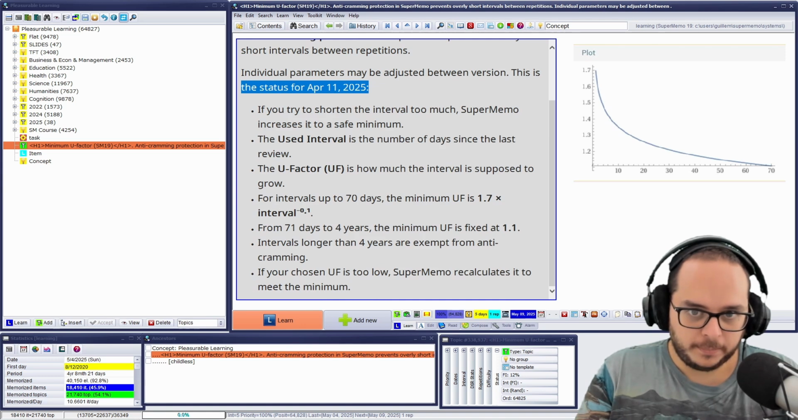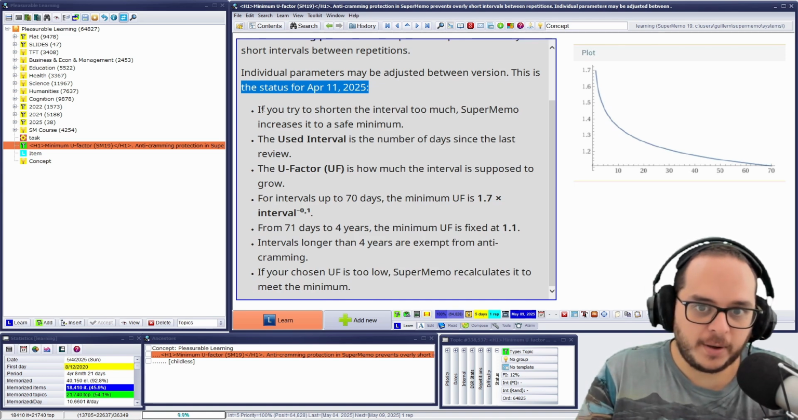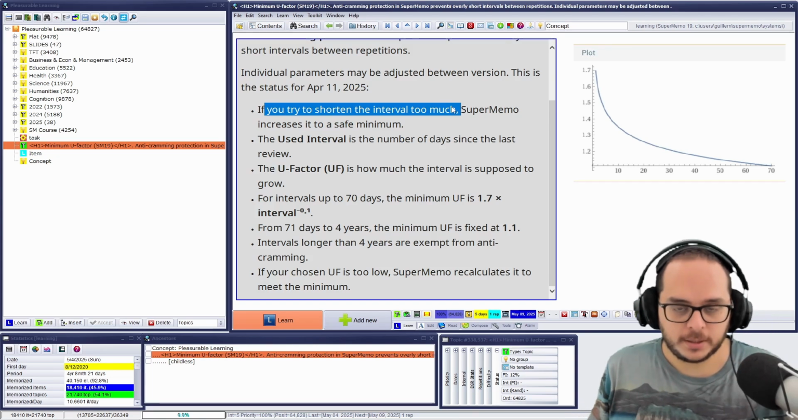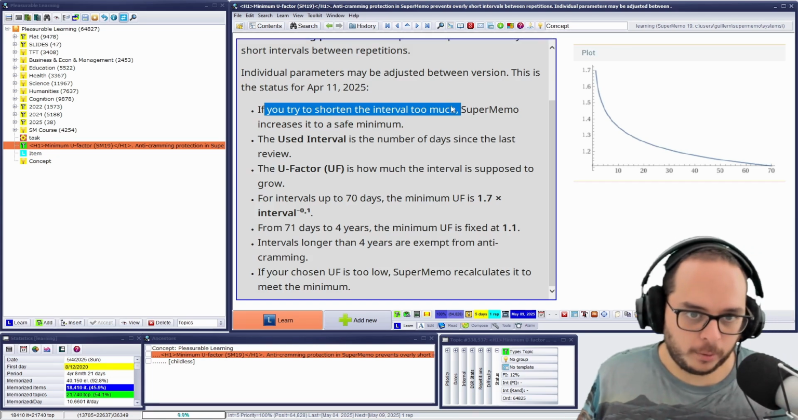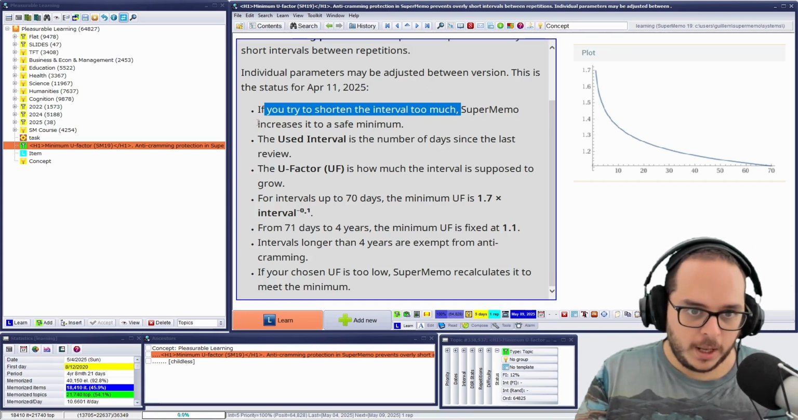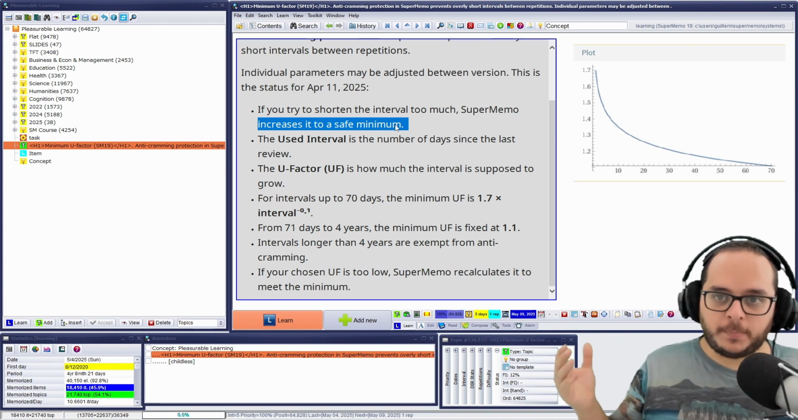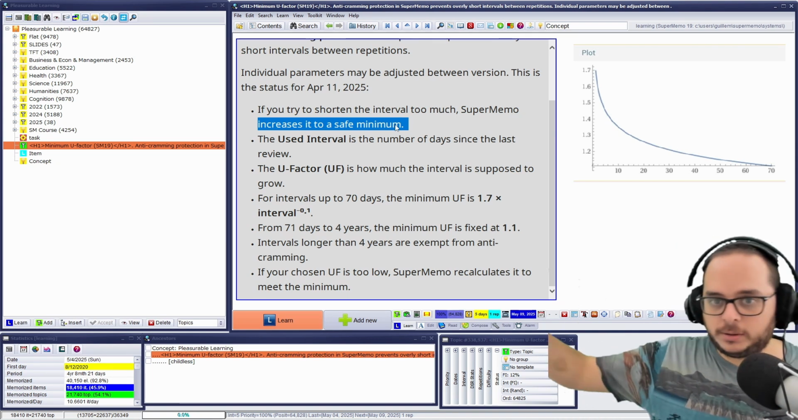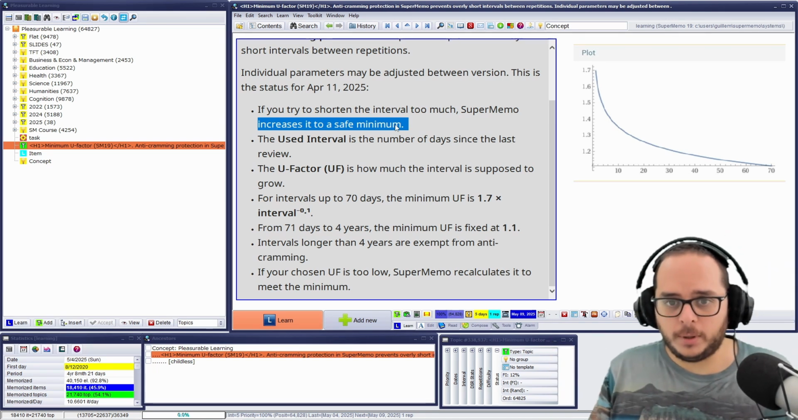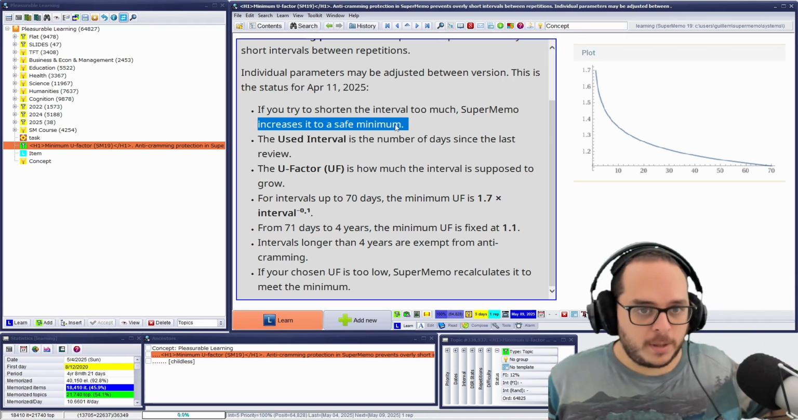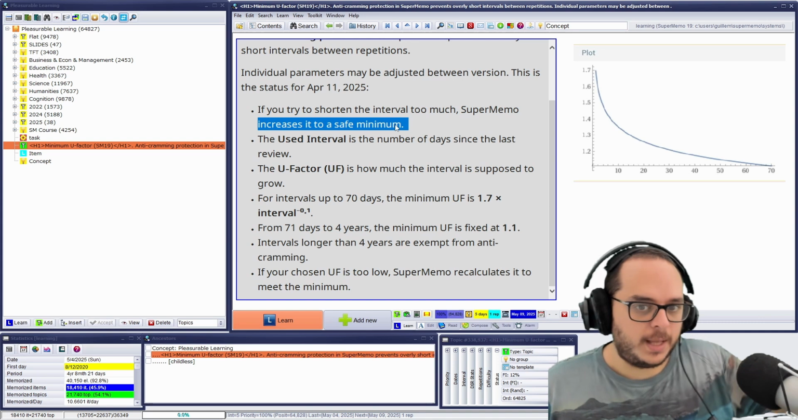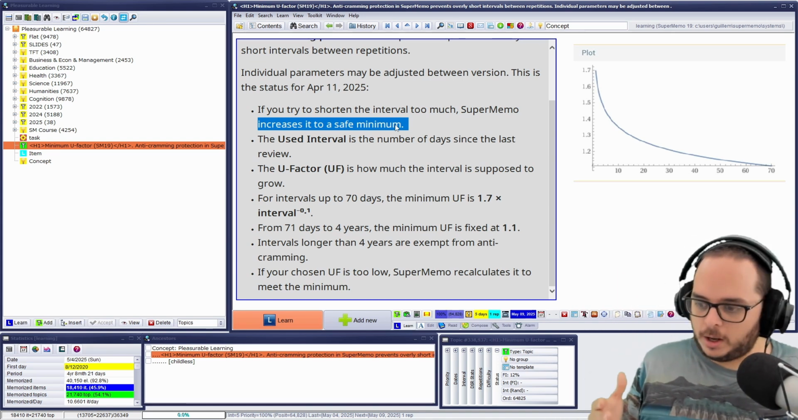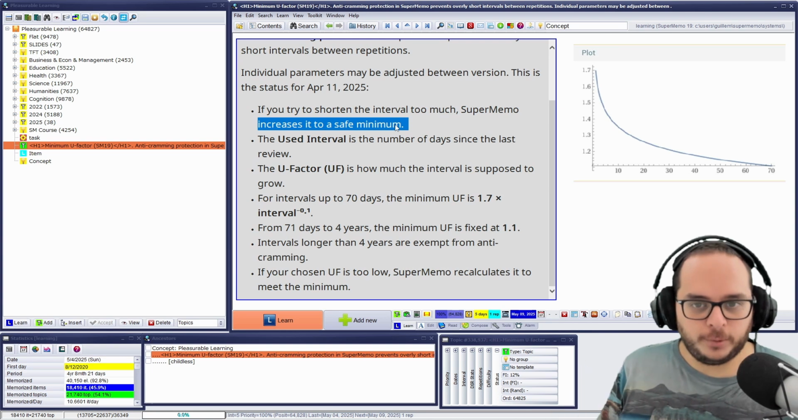So basically, if you try to shorten the interval too much, SuperMemo will overrule this and increase it to a safe minimum. You know that spaced repetition implements an algorithm that optimizes for the long term. If you want to cram, you will have the opposite. You want to optimize for the short term instead. It's a different optimization.